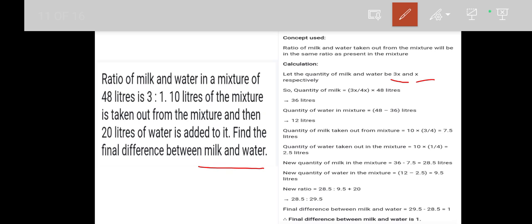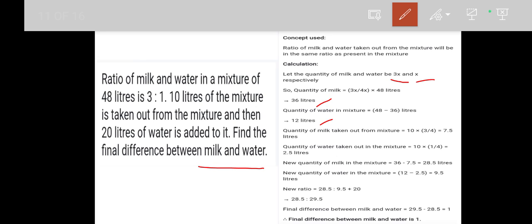Then we need to find the quantity of water in the mixture. To find the quantity of water, we can directly find out. We have 48 liters of total mixture. From that, 36 liters is milk, we found out. So we can find the quantity of water as 12 liters. So we got the quantity of milk and we got the quantity of water.